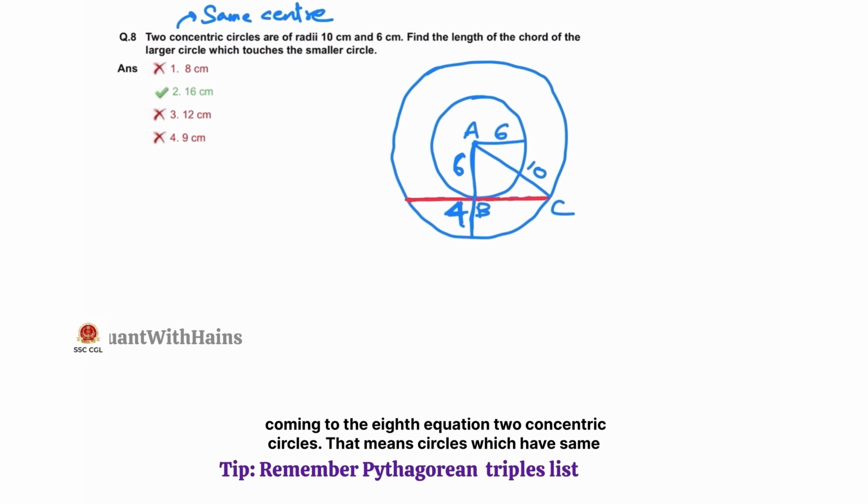Circles which have the same center are called concentric circles. That means a larger circle is there, and inside it a smaller circle is there with the same center. Find the length of the chord of the larger circle which touches the smaller circle. As you can see in this diagram, the red line touching the smaller circle is also a chord of the larger circle. We need to find its length. Here the larger circle radius is 10 centimeters. Obviously the smaller circle is 6.